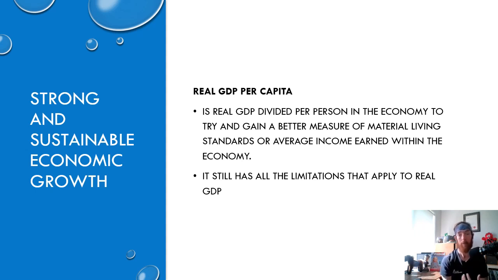So this helps address that by giving us the average value of production per person in that economy, to give us a better indication of if we are actually producing more or less. So real GDP per capita really helps categorize if material living standards are improving based on the GDP statistics. It still has all the other limitations that apply to real GDP, so things like it doesn't include non-market activity and things like that, but it is a really good indicator of if material living standards are getting better overall.